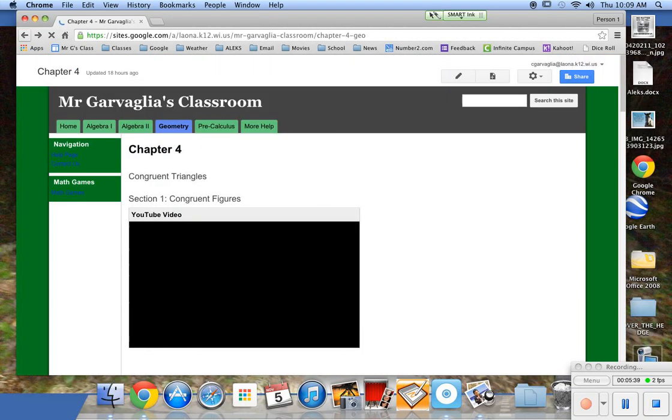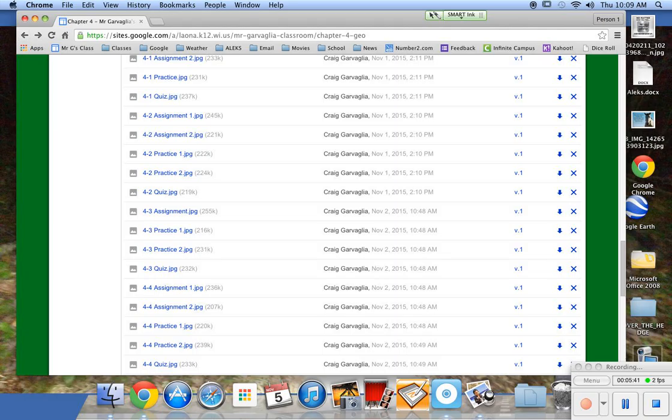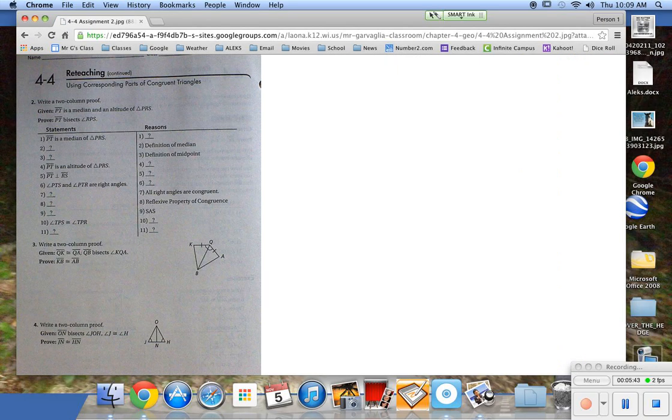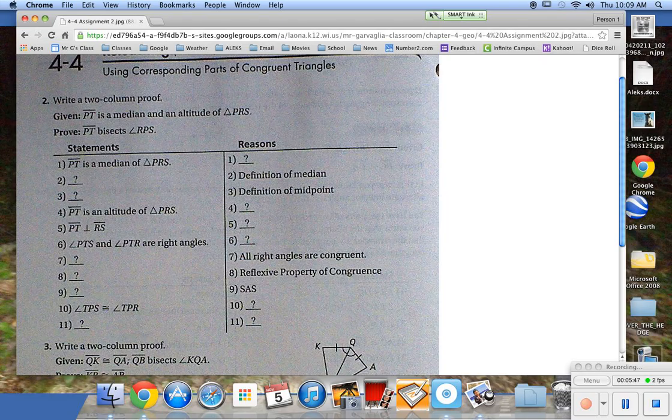Let's take a look at 4-4's second one. This proof is a little bit longer.